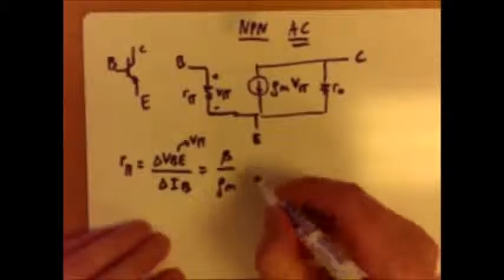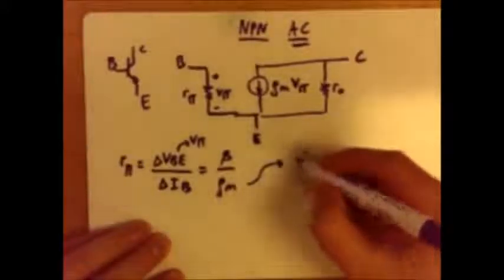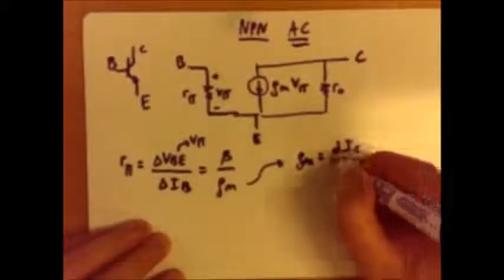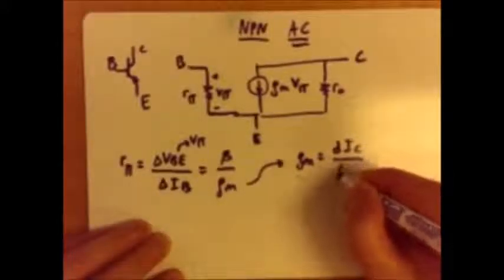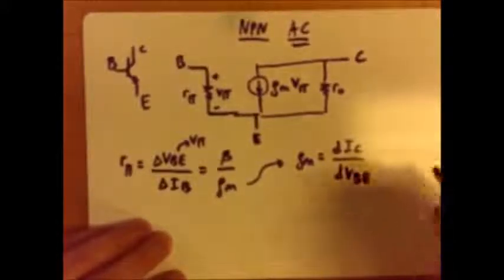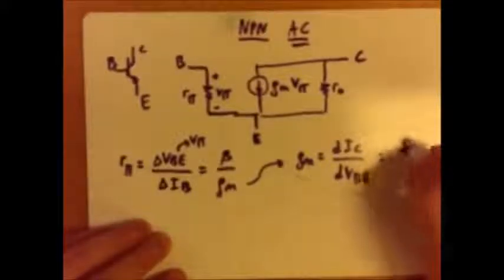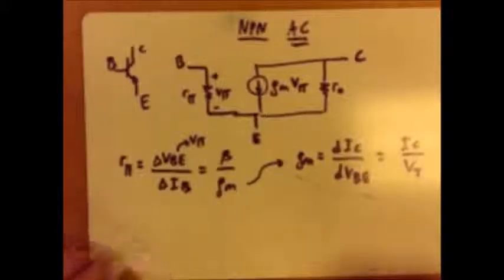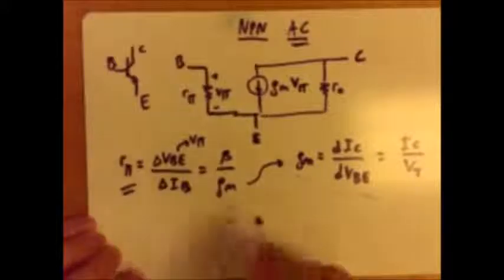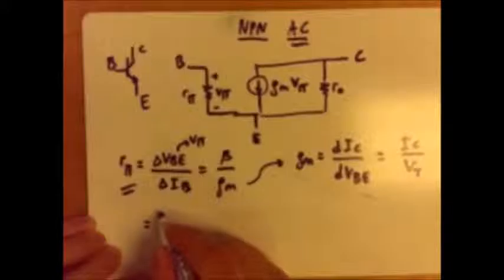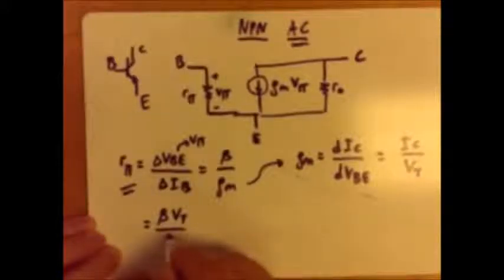So now we need to talk about GM. GM is the rate of change of the collector current with respect to the base emitter voltage, and this is given as IC divided by VT. So now we have the R pi, we know the R pi value, so we can also plug that in here with the GM. That makes it beta times VT over IC.